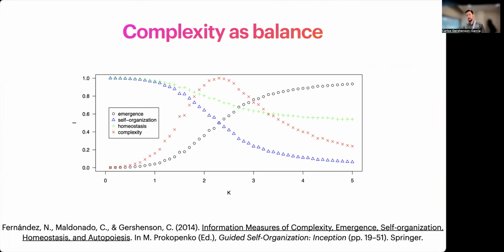It's based on Shannon information. And here, I will not explain what we're plotting. These plots are these measures. The red one will be complexity, and this K is the connectivity of our random network.